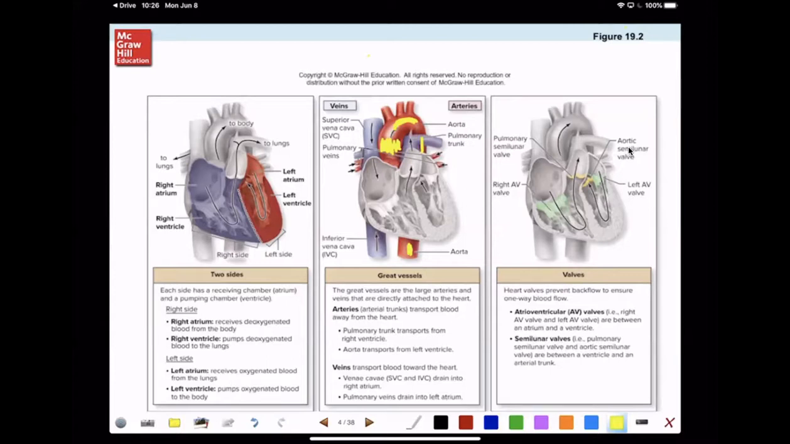Practice with that anatomy ID, especially with the heart. The heart has a lot of stuff in it, and it can get tricky. So do your practice first before you attempt those quizzes, okay?